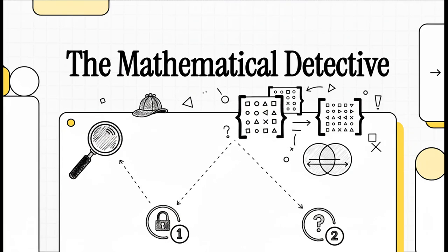All right, welcome. Today, we are putting on our detective hats to investigate a really fascinating linear algebra problem. This one comes straight out of question 5 of our source material, and we're going to crack two distinct cases by following the clues hidden inside the logic of matrices and subspaces.